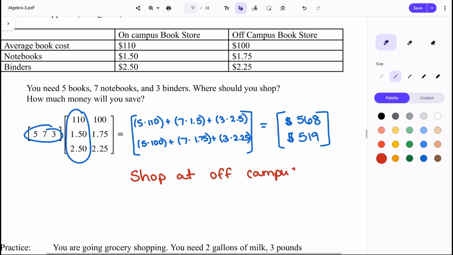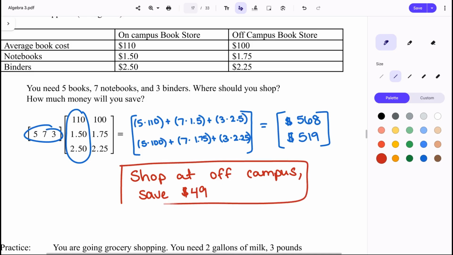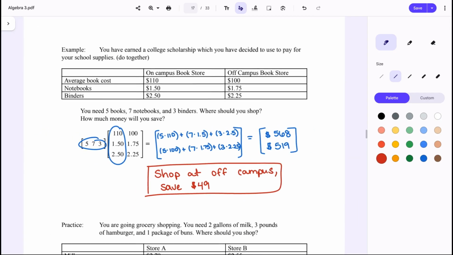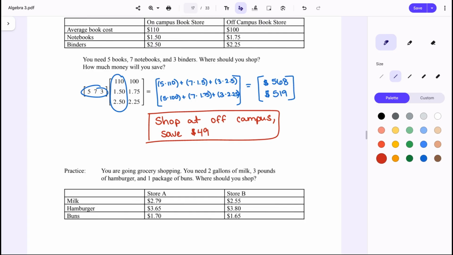And then they are also asking, how much money will you save? So what's the difference between those two prices? $49. Good, $49. So I would say $49 if I shop at the off-campus store. So it's still multiplying matrices. It's just giving maybe a little bit more context here, being able to apply. So instead of looking at a big chart like this with all these different cost values, we could rewrite it as a matrix and still figure out how much it would cost me for those things.